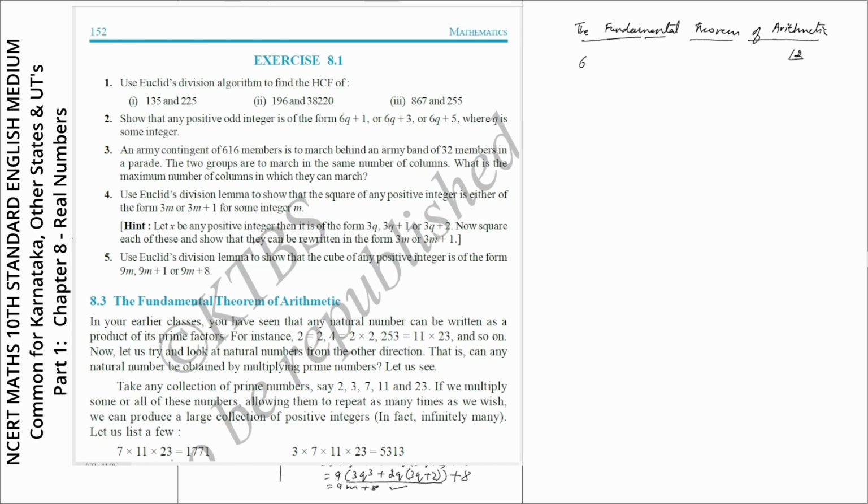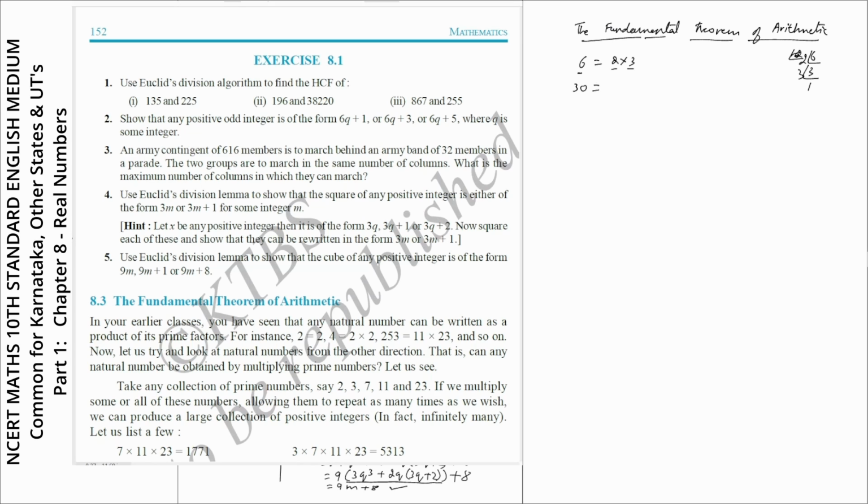If I factorize 6, I can divide by 2. 2 3s are 6, then 3 1s are 3. So 6 I can write as 2 into 3. Now you can see 2 is a prime number, 3 is a prime number. And what about 6? 6 is a composite number. Okay. Now consider another number, 30.